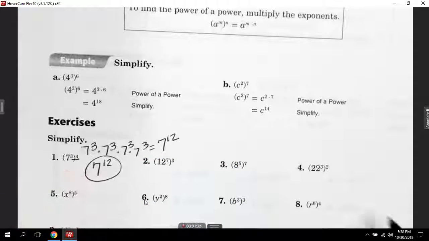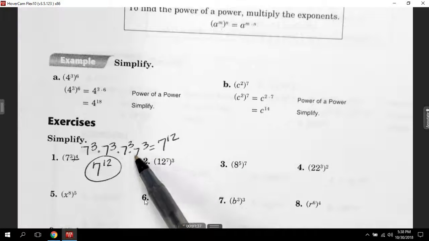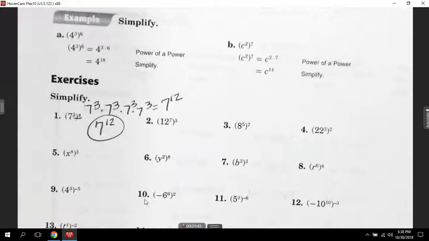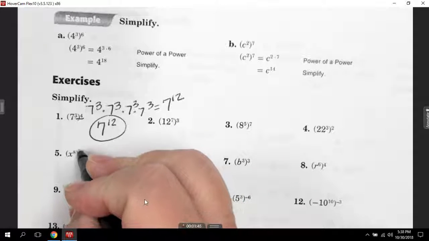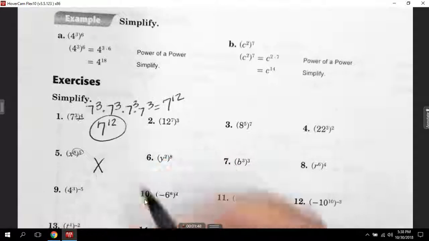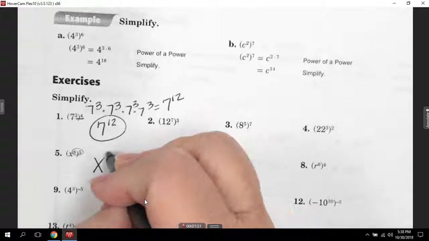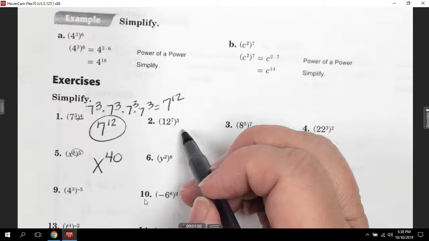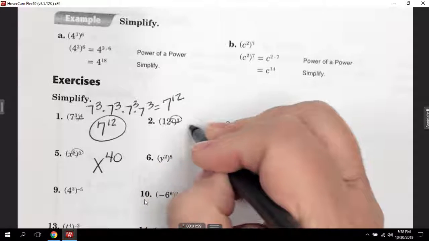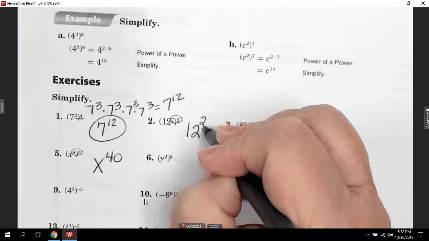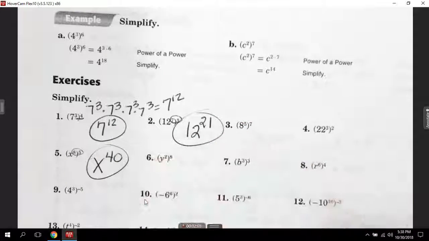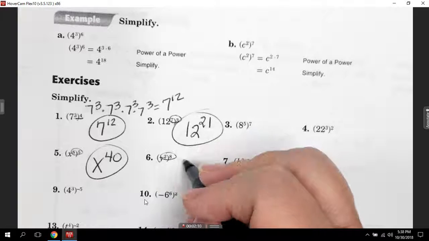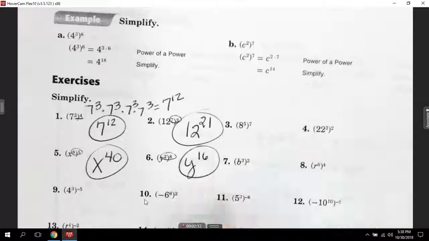12th power. You may not have the time, nor do you want to write it out as a multiplication problem. Looking at problem number 5, we're going to multiply the exponents. X to the 8th raised to the 5th is going to be x to the 40th. Over here we have 12 to the 7th raised to the 3rd. We're going to multiply the exponents. 12 to the 21st power. Y to the 2nd raised to the 8th. Multiply the exponents, and we get y to the 16th.